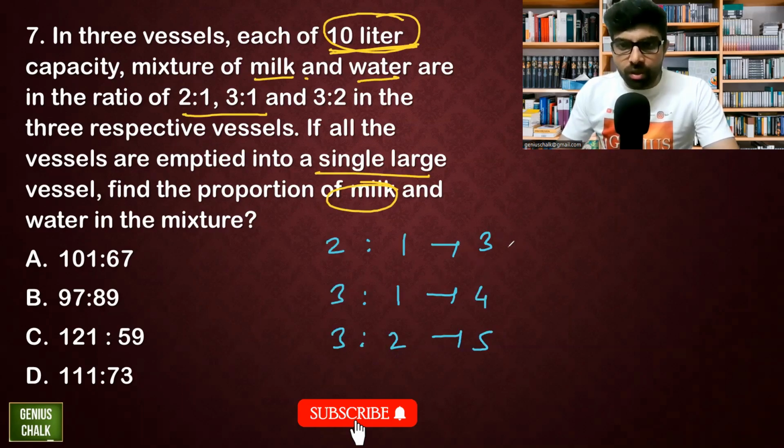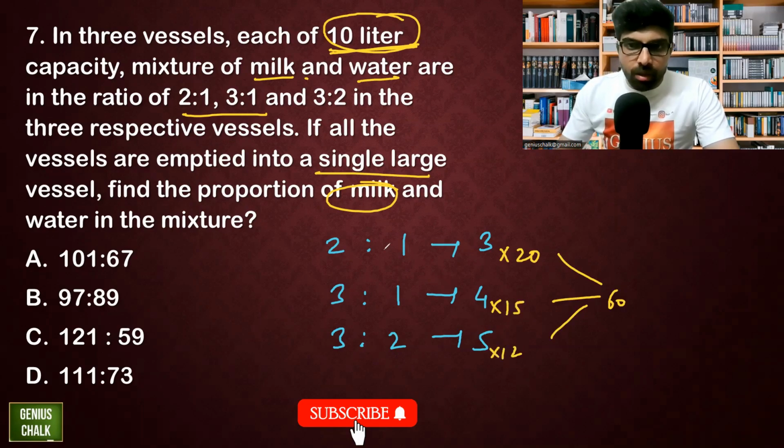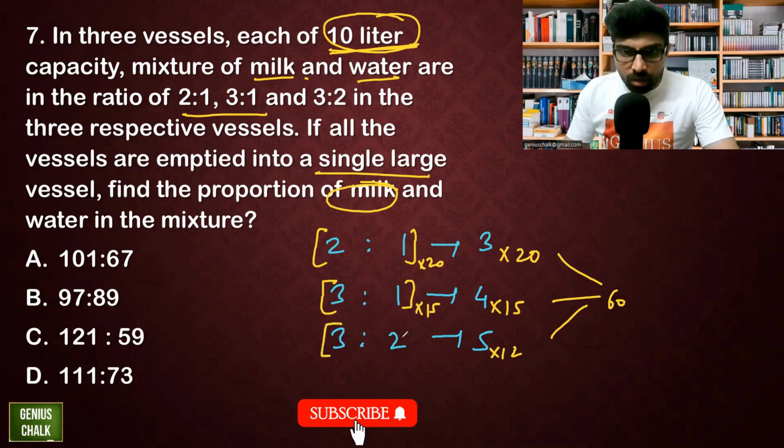3, 4, 12, 5 — the LCM is 60, so this is multiplied by 20. This is because the LCM is 60, so that's what I'm multiplying. This is multiplied by 15, this is multiplied by 12. If this is multiplied by 20, then both are multiplied by 20; this is multiplied by 15, both by 15; this is multiplied by 12, both by 12.